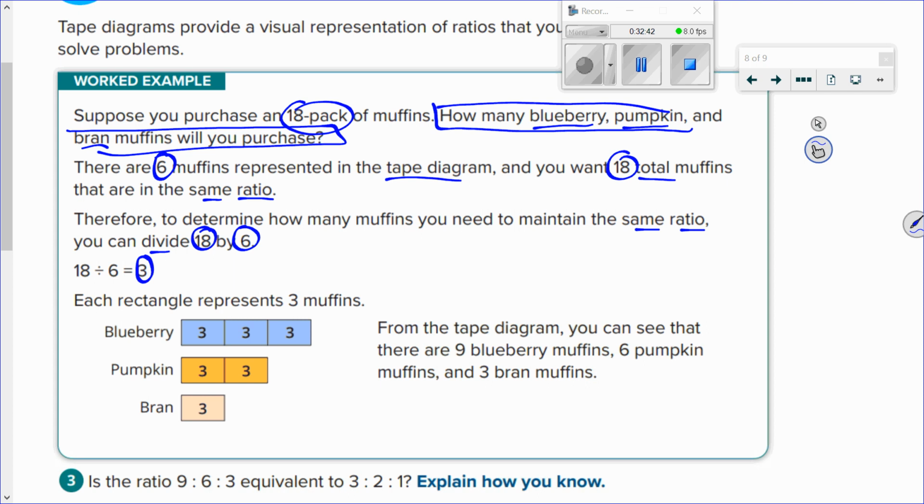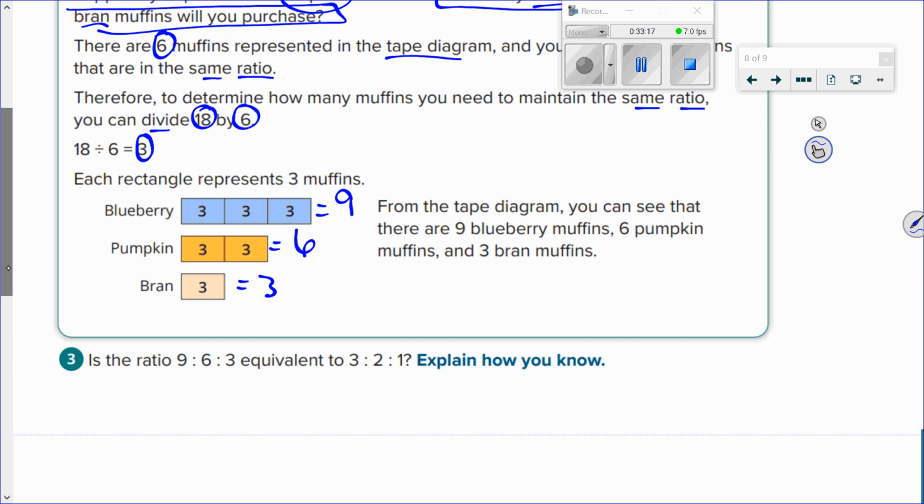So from that, I can then see 3 plus 3 plus 3 means I have how many blueberry? 9. 3 plus 3 means I have how many pumpkin? 6. 3 means I have 3 bran. So can you see where those numbers come from as well? And if I add that up, 9 plus 6 is 15. 15 plus 3 gives me my 18 pack of muffins. So, is the ratio 9 to 6 to 3 equivalent to 3 to 2 to 1?